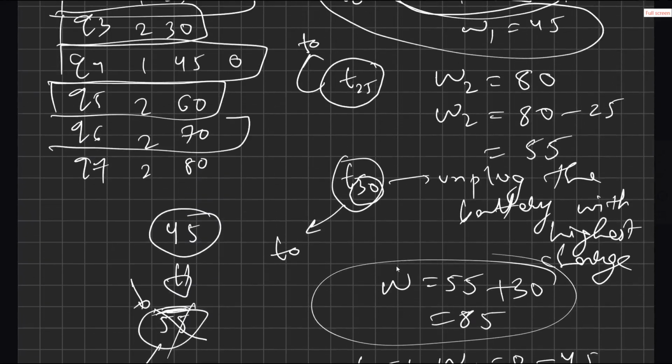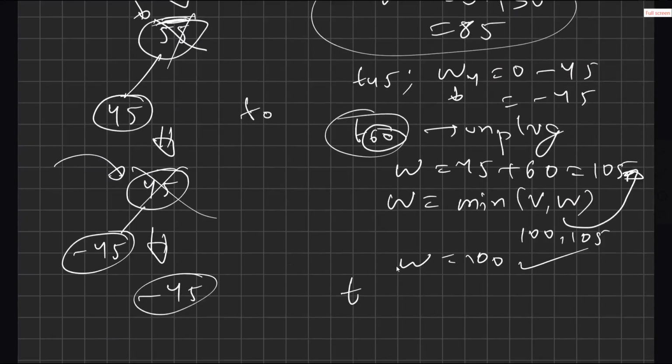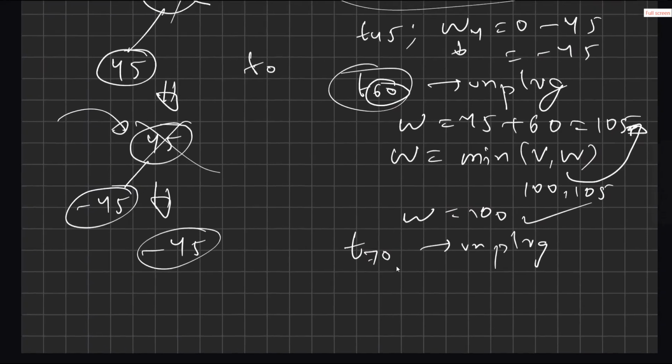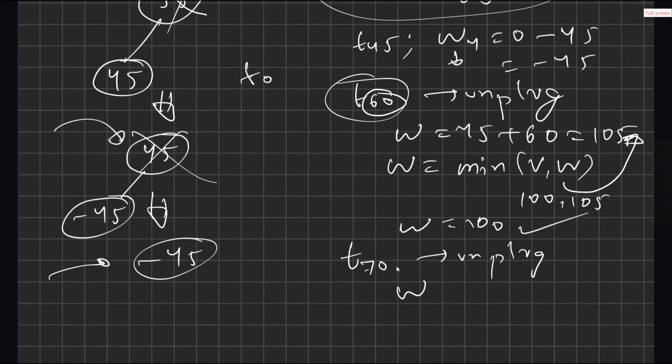Query 6 is time is 70. You have to unplug the battery having highest charge. So now you move to heap and say what is your top element. It will say minus 45. Good.